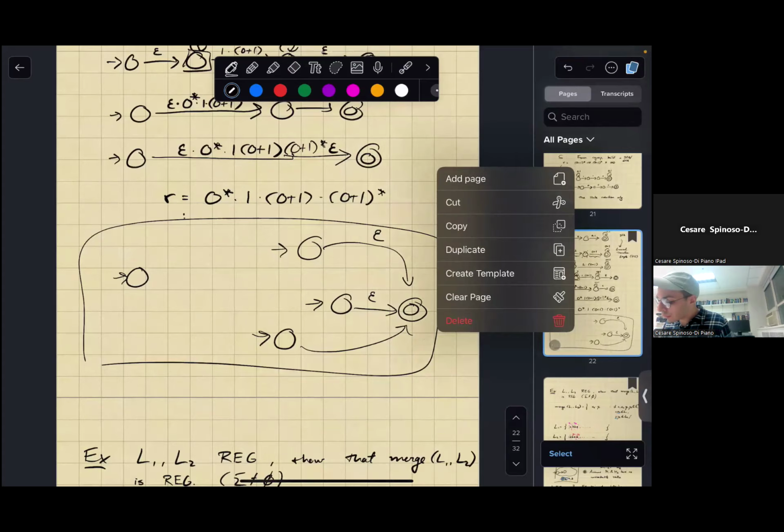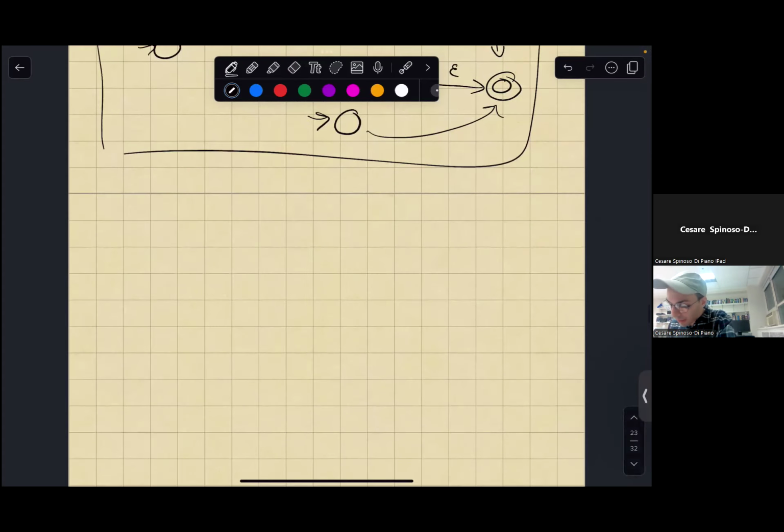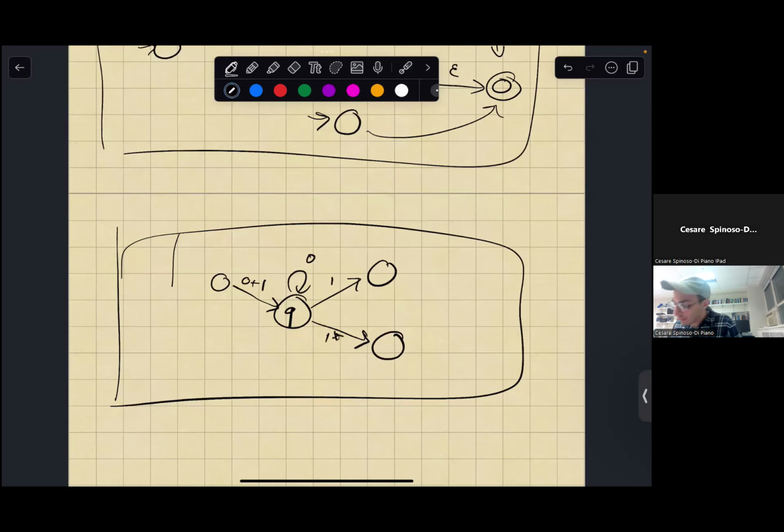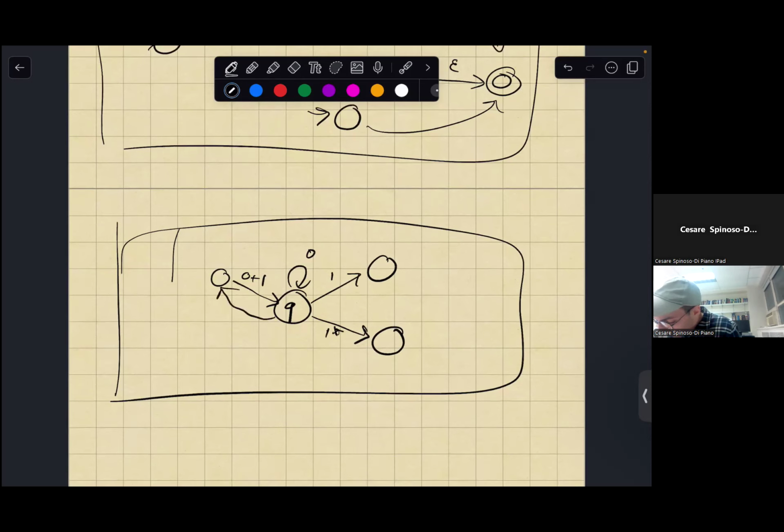And then the other thing you might encounter is, if you have something like 0, you have some intermediate state Q, and maybe you have 0 or 1 here, and 0 here, 1 here, and let's say 1 star here. Right, so you can have, you know what, let's make this even harder. Right, so you can have something like this.